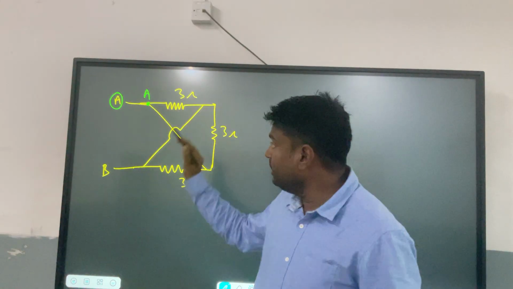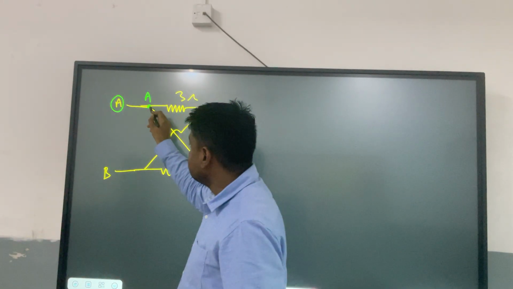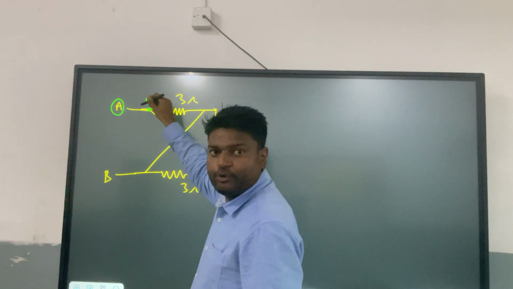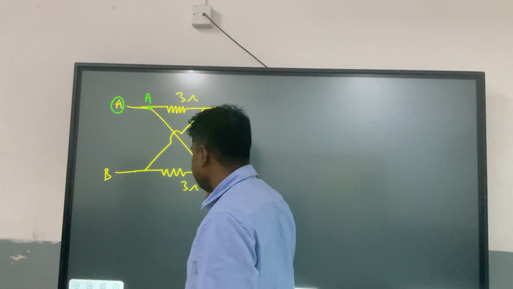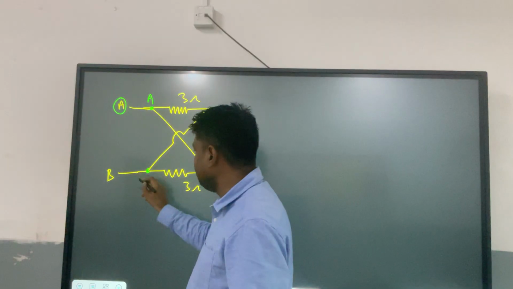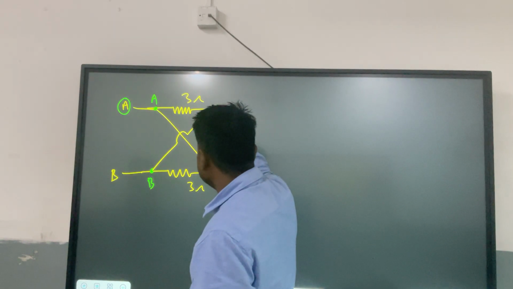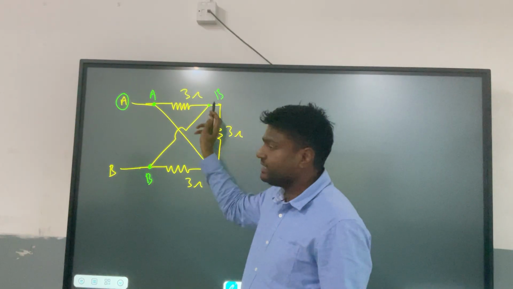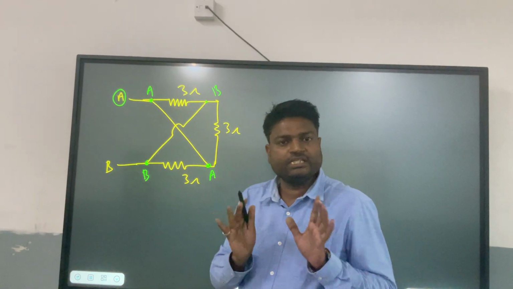You can pause the video and solve this. This is A. Now, this is a short branch, so whatever the potential is here, the same potential is here. Again, this is potential B. Here is a resistive branch, so these two points have different potential.